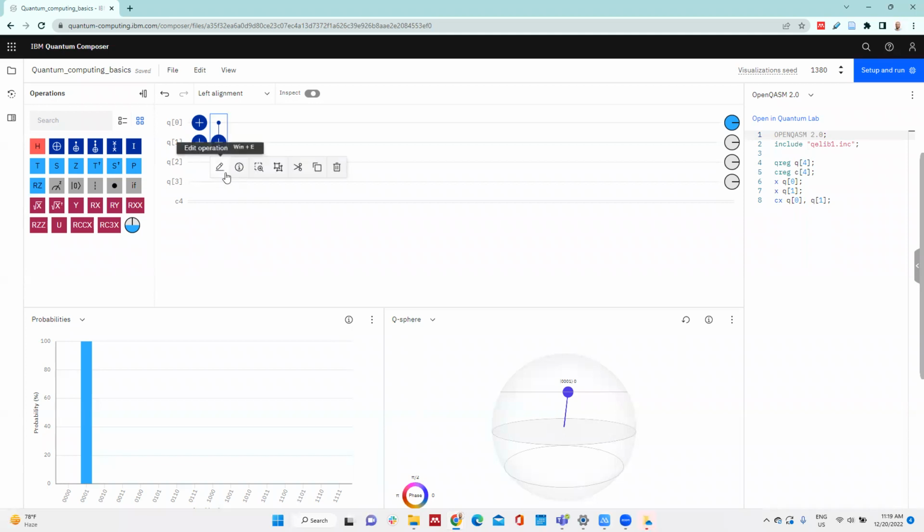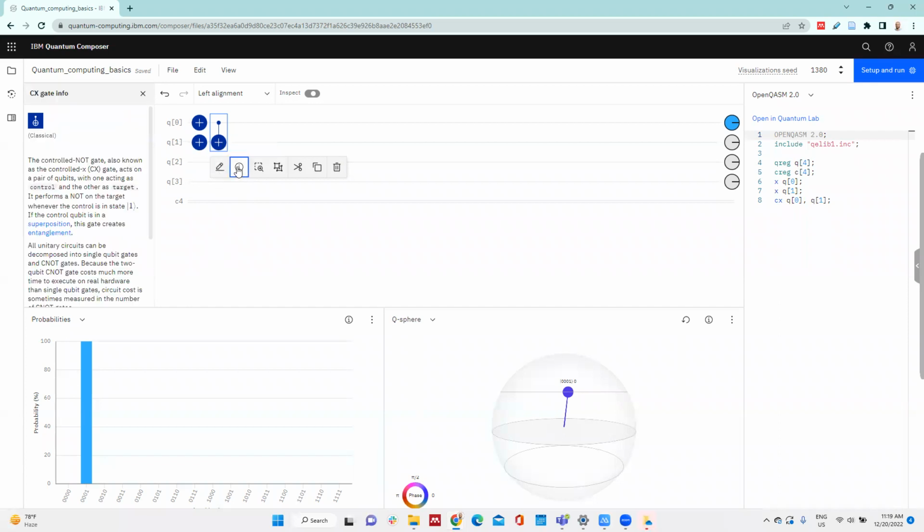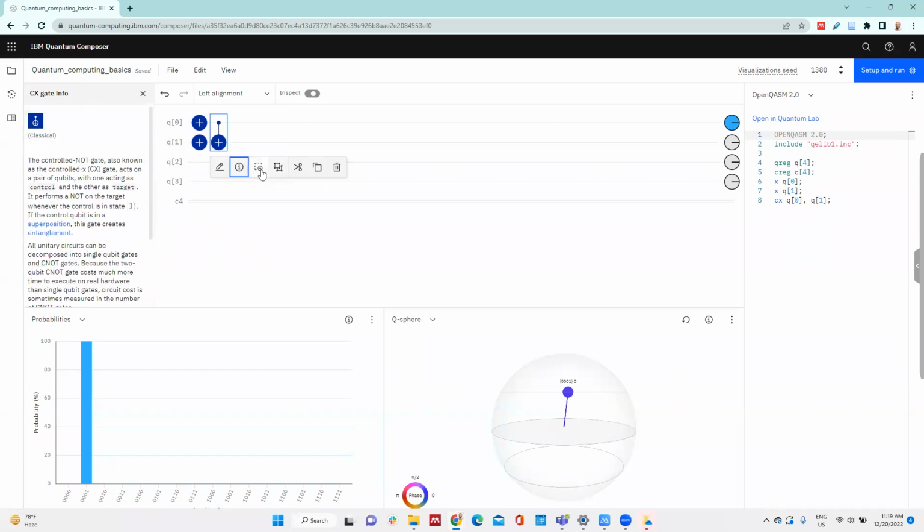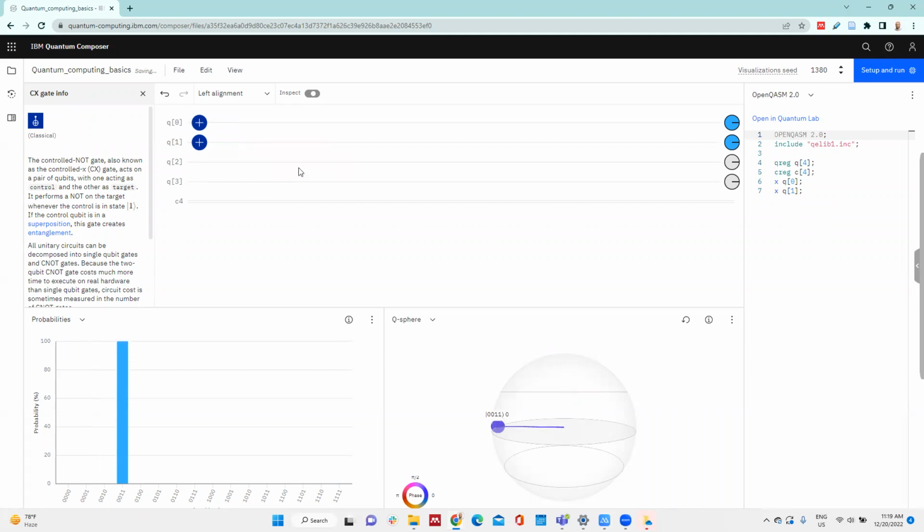We should also have a look here that this is the edit operation. This is info. So the info shows also how CNOT gate is operating. So you could read about it here. And this is just showing this definition here. This means, I guess, it would copy it. What is this? Okay, this basically deletes. All right.